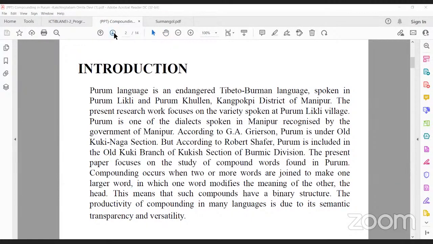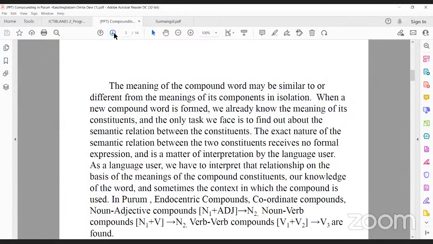Next slide, please. Sir, I couldn't see the full page, full slide.